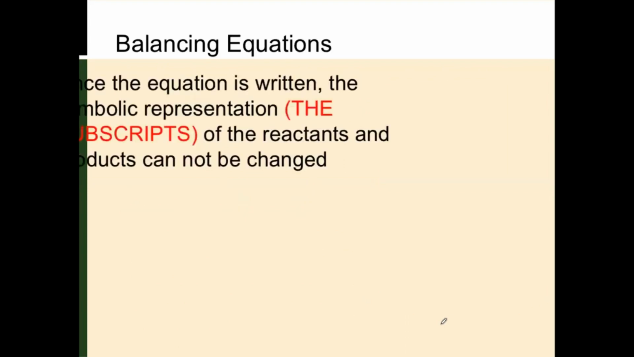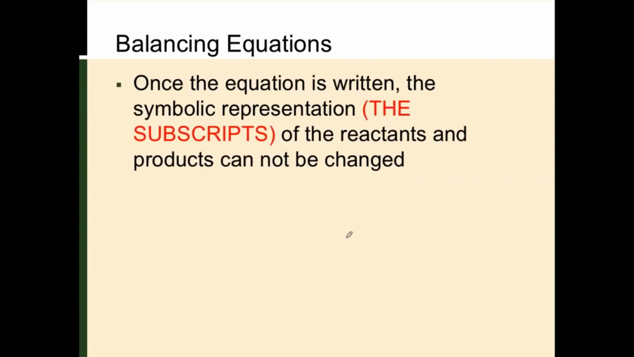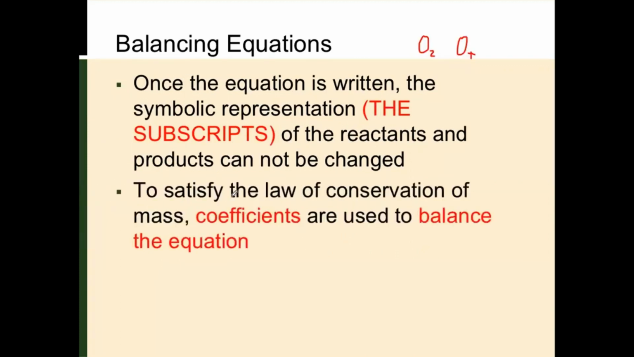So, balancing equations. Once the symbolic representation is written, the subscripts of the reactants and products cannot be changed. Oxygen is always O2. So once we write it down, we cannot change those atoms or ions. We cannot change the form of them.